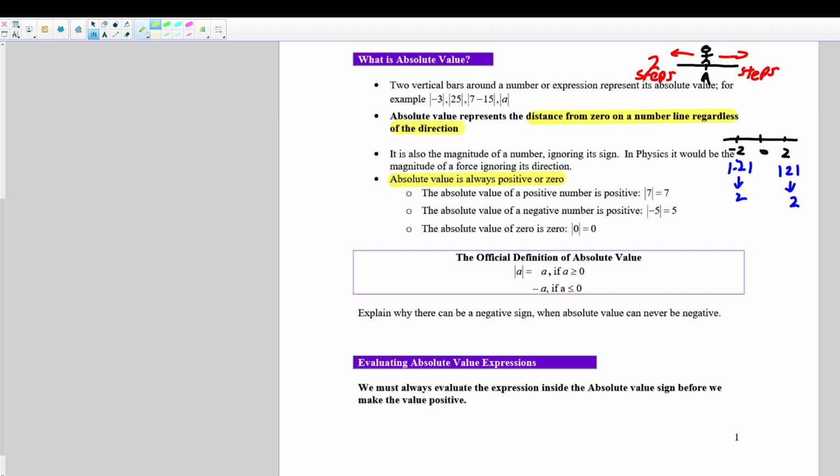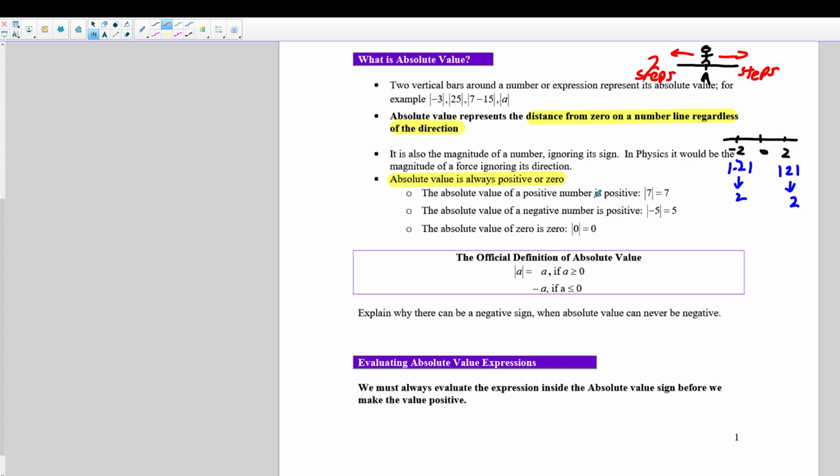Now, the part that gets a little bit confusing is when we look at the official definition of absolute value. So here we can state that the absolute value of A is equal to just a positive A if A is greater than or equal to 0, and the absolute value of A is equal to -A if A is less than or equal to 0. Now, the quickest way to explain this is to just come up with a number as an example.